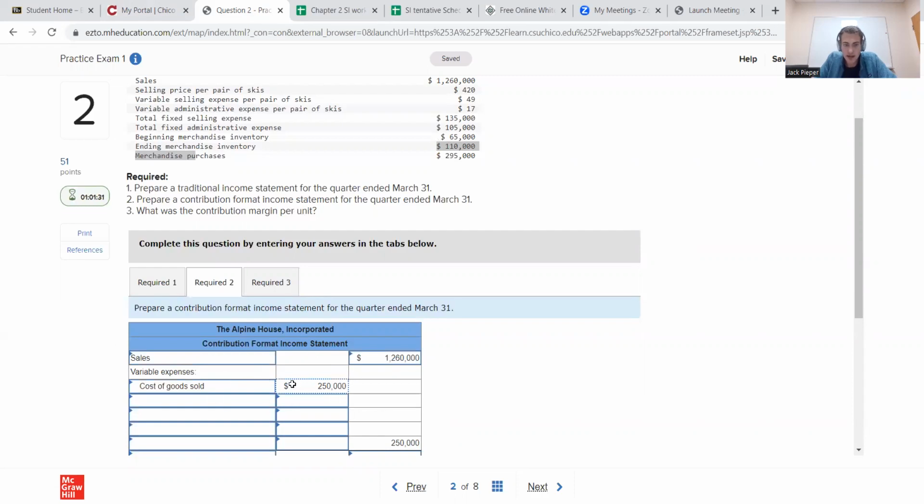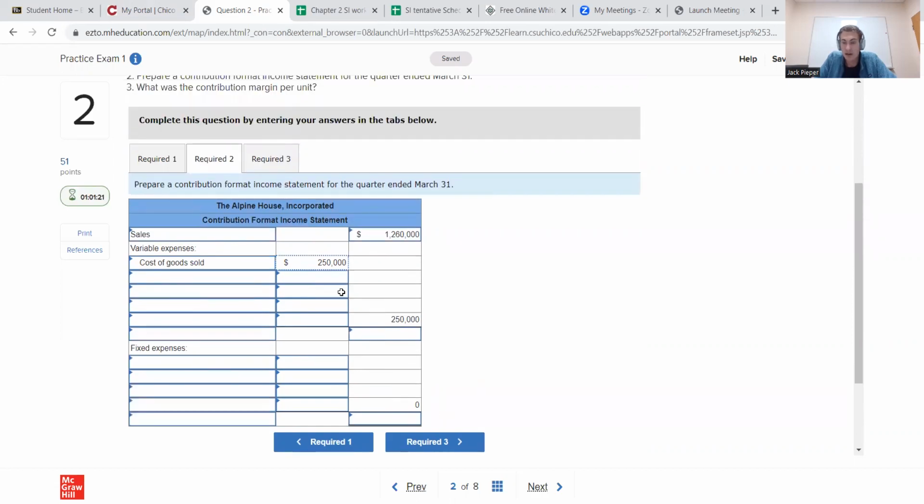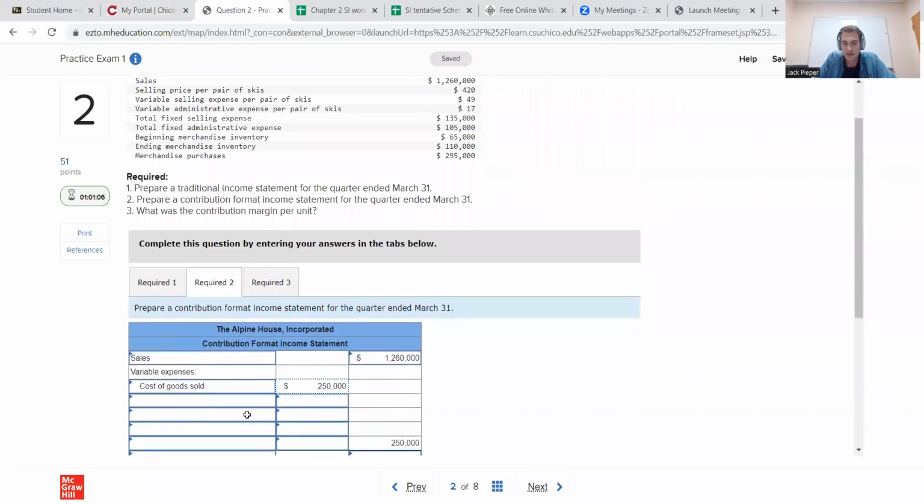But the reason why it's in the variable expenses is because you can't differentiate between cost of goods sold fixed and cost of goods sold variable, fixed down here, variable up here, but also more practically because the cost of goods sold is variable in the sense that the more we sell, the more our costs are going to go up. So it's variable in that sense.